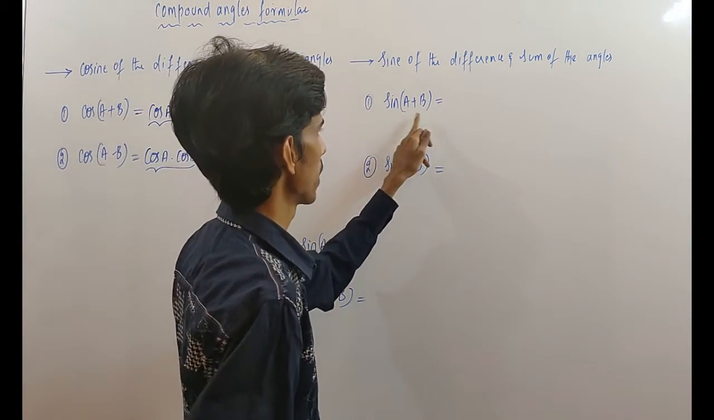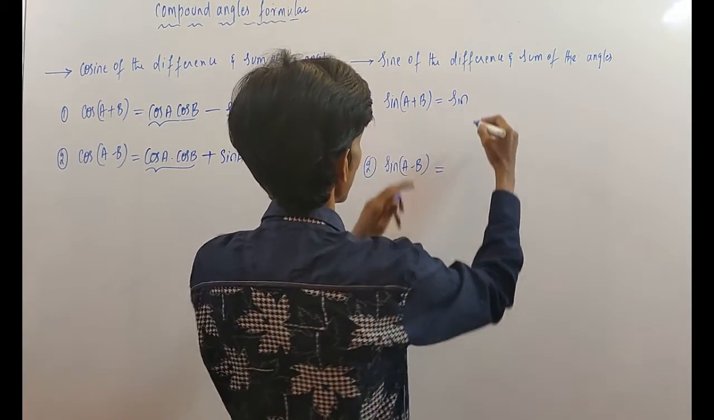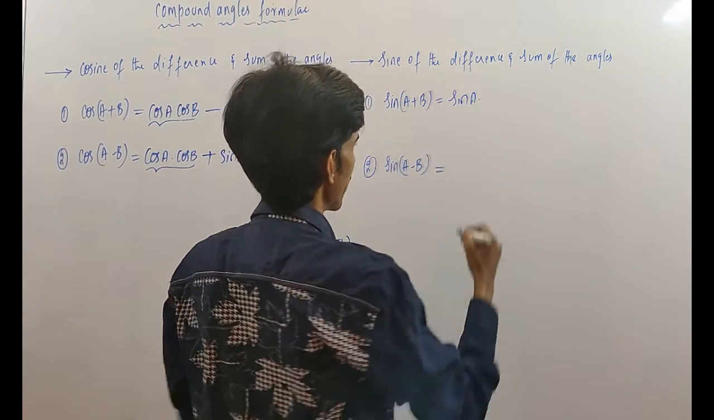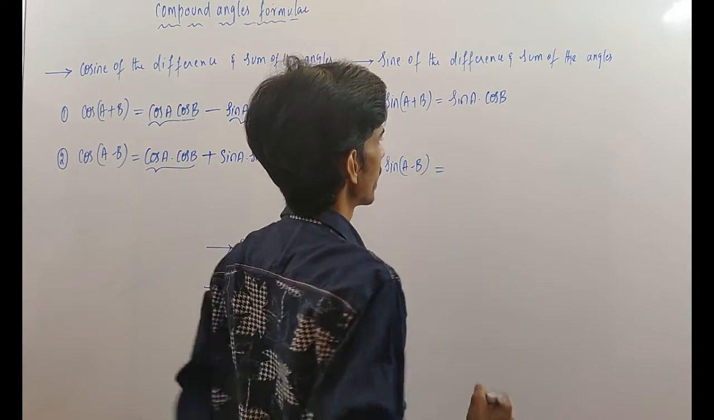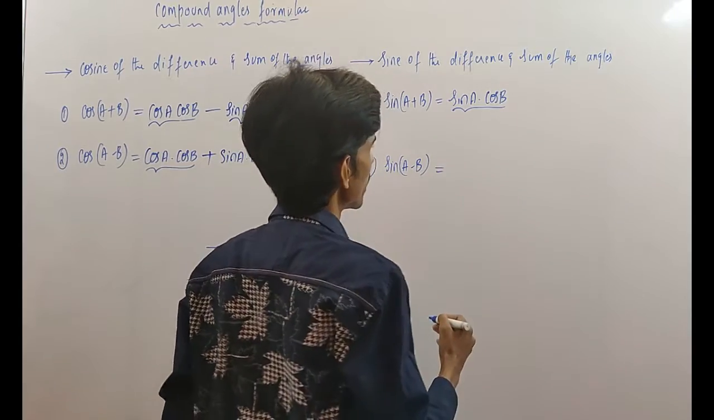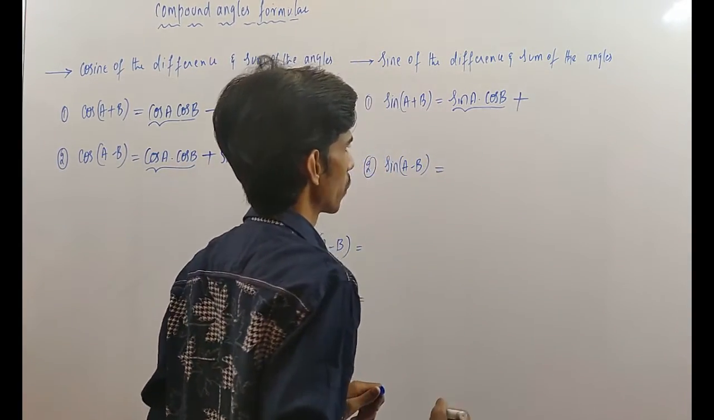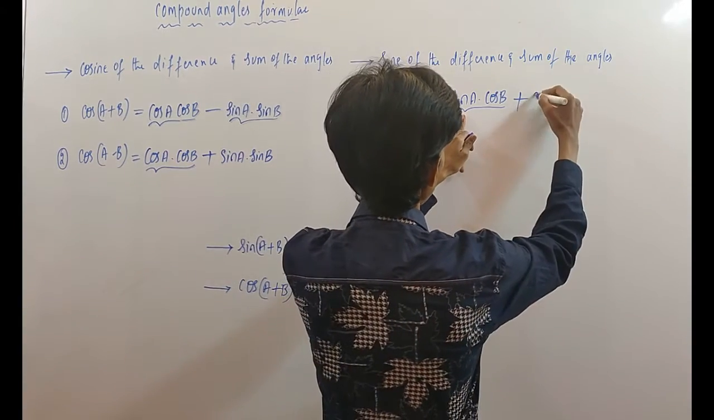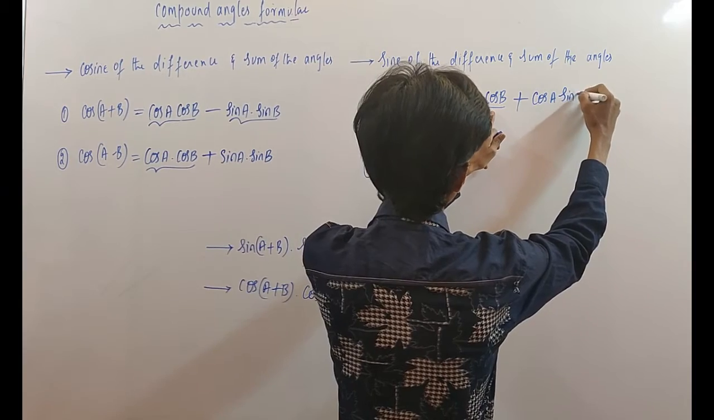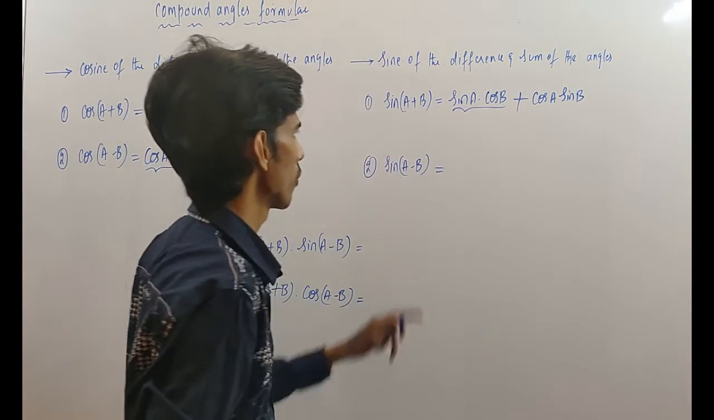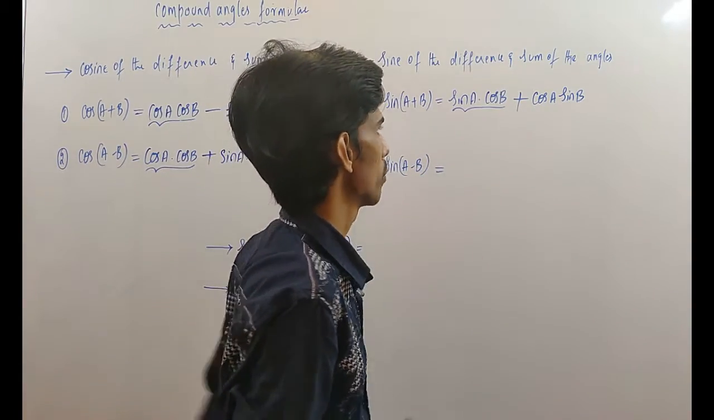Now for sine A plus B, we have sine there, so write down sine. First angle is A, sine A. Next write down cos B, the opposite quantity. These two should be opposite. Similarly, here we have plus sign, so write down plus sign only. Now change this: sine will become cos A, and cos will become sine B. This is the formula for sine A plus B: sine A cos B plus cos A sine B.